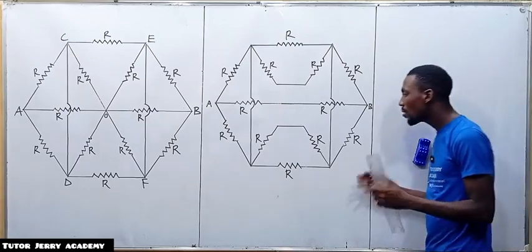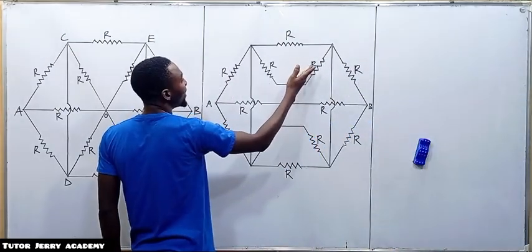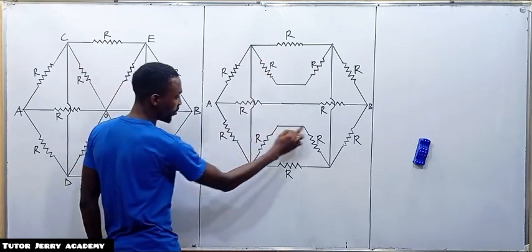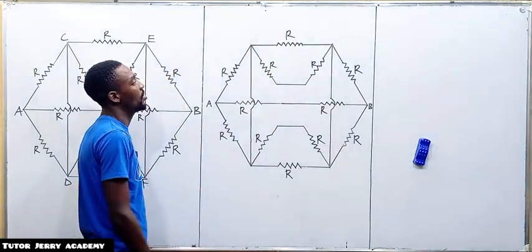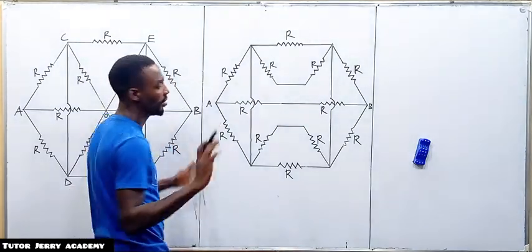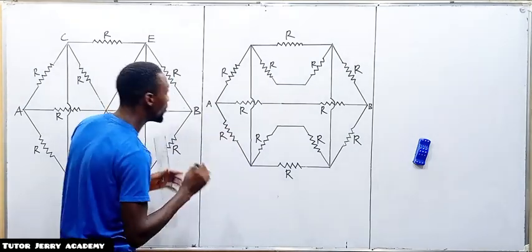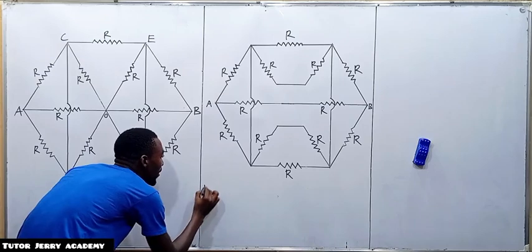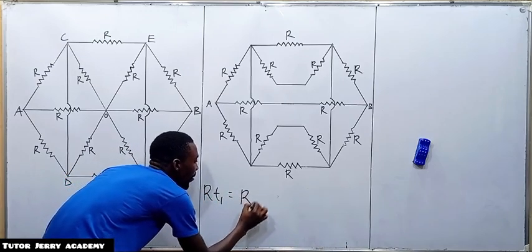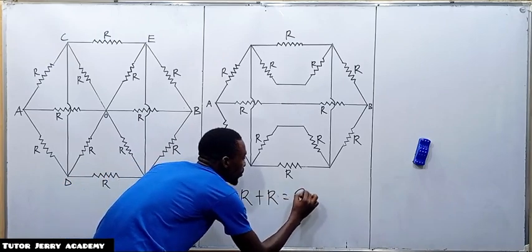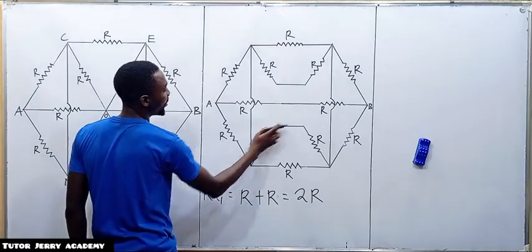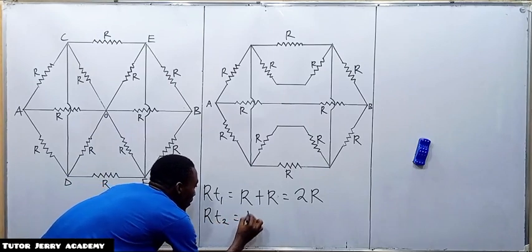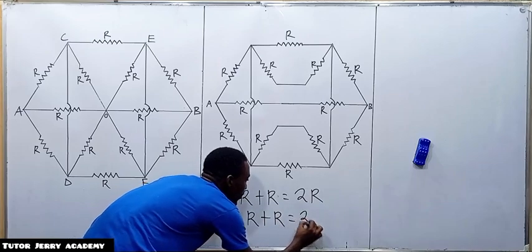Now if you look at this, you will observe that this R and this R here are resistors in series. This one too, they are in series, right? What we are going to be doing is, I love doing it one after the other, no rush, so you get it clearly. Now the series combination of this, we call it RT1. So RT1 will be equal to R plus R, which is going to give us 2R. The series combination of this is still R plus R. Let's call it RT2, which is R plus R, which is going to give us 2R.